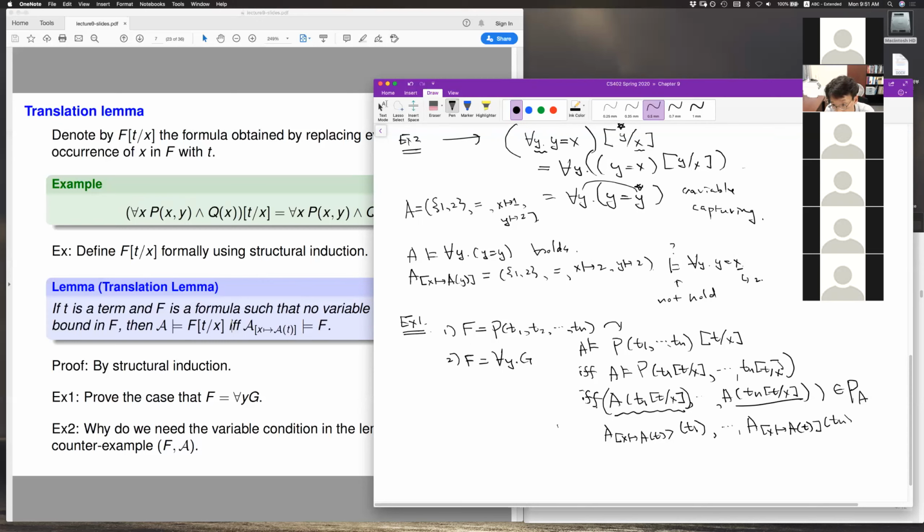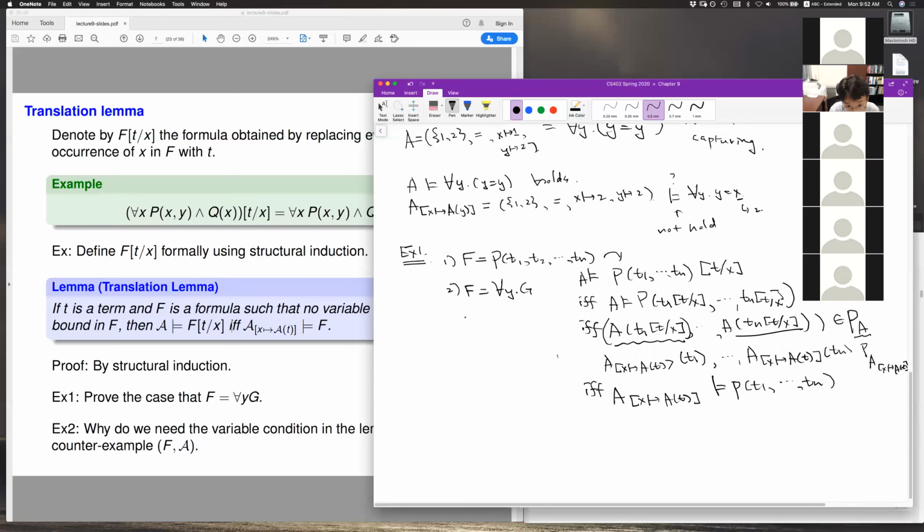Okay, so what I wrote there, this membership is exactly the same as: the meaning of T1 under the new A, all the way up to the meaning of Tn under the new A, belong to P of A. But P of A is the same as P of A, X to A of T. Because of this equality that I just showed you, this membership says the same thing as A under X to A of T, P of T1 up to Tn is true. And that's exactly what we want to show.